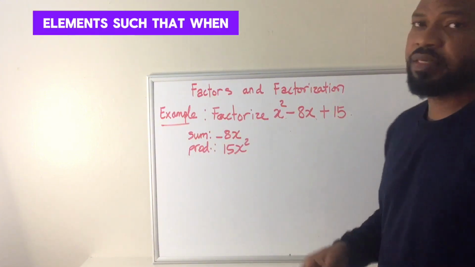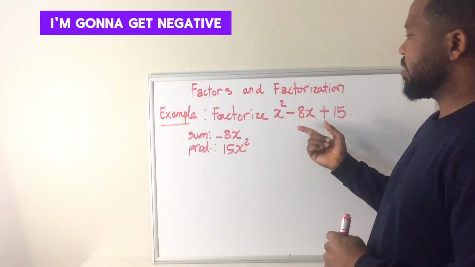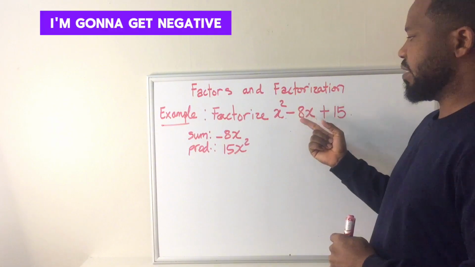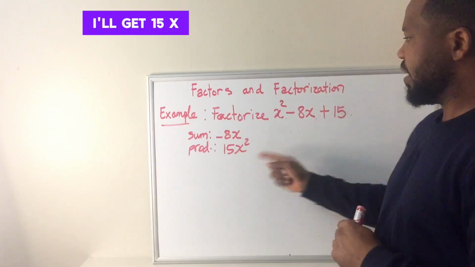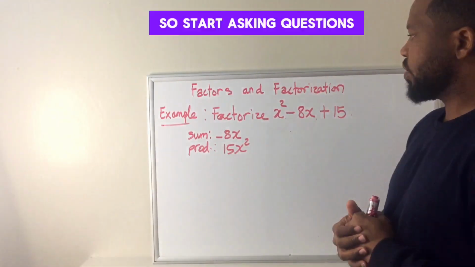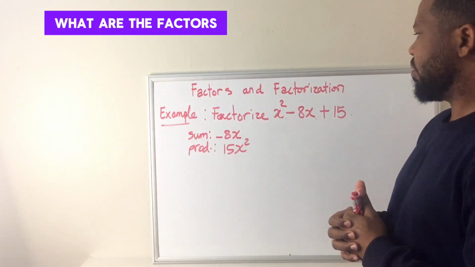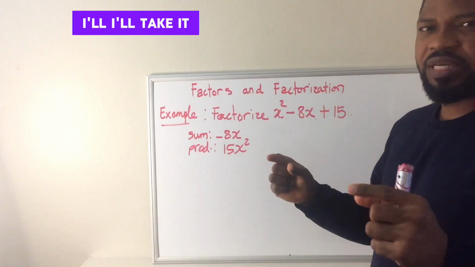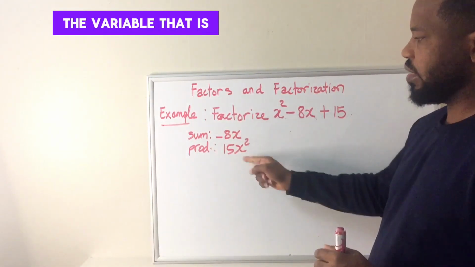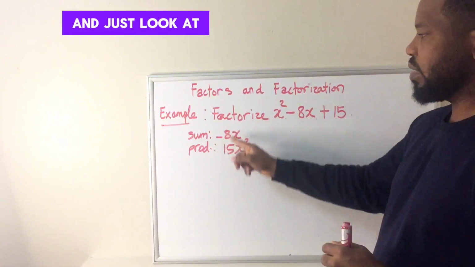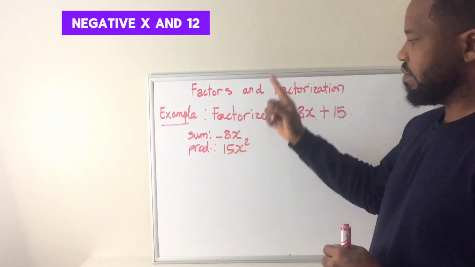Now, to factorize this, we need to ask: what are the two elements such that when I add, I'm going to get negative 8x, and when I find the product, I'll get 15x squared. So, we start asking questions. What are the factors of 8? I'll take it bit by bit. Let me leave out the variable x, and just look at the numbers.